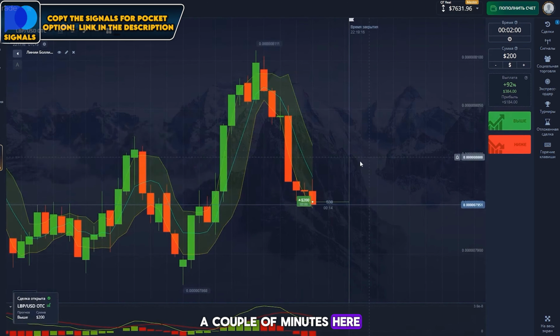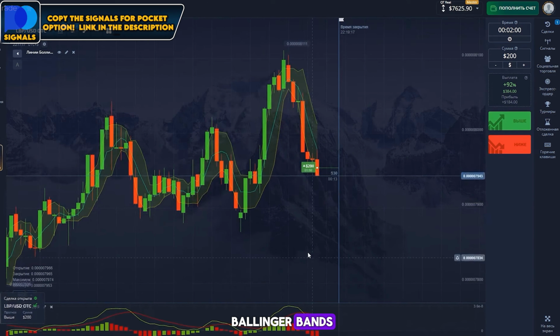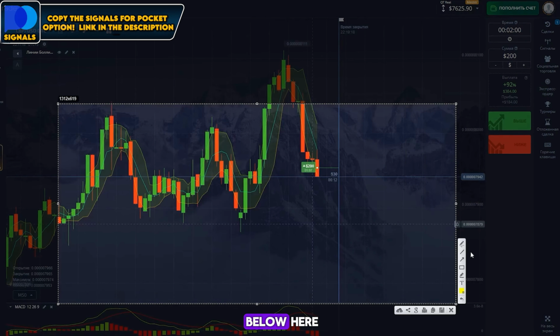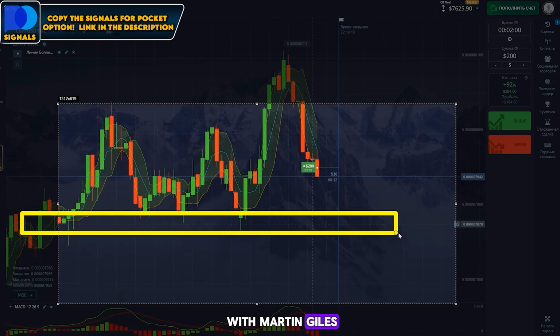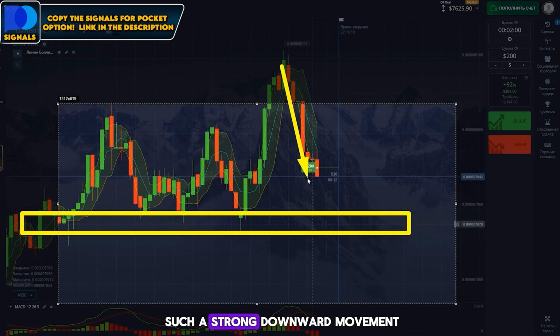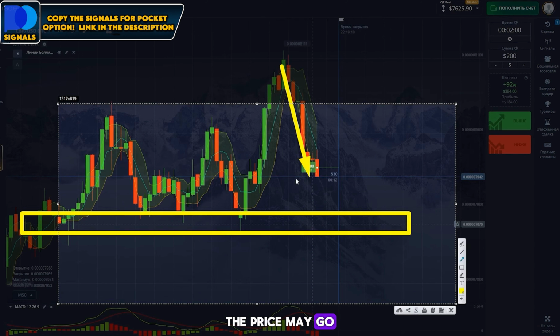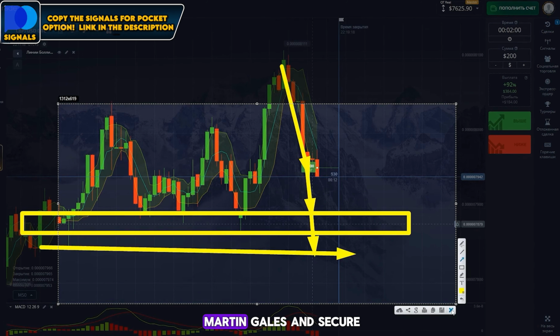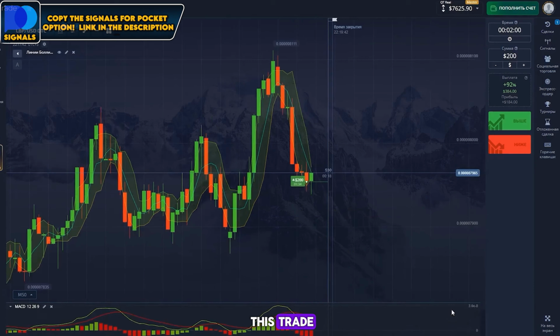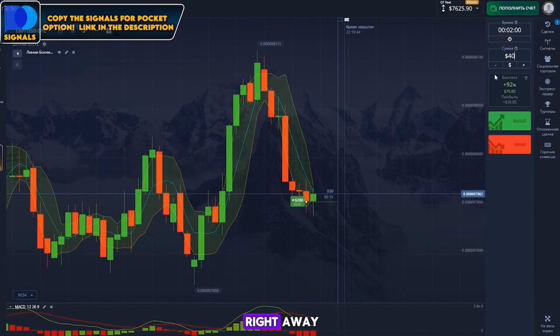A couple of minutes here, a breakout beyond the Bollinger Bands, a red candle, there is a level below, here we can play around with martingales. I don't want to miss such a strong downward movement. The price may go lower, it may still peak down here. We will just place martingales and secure this trade. I'm preparing $400 right away.